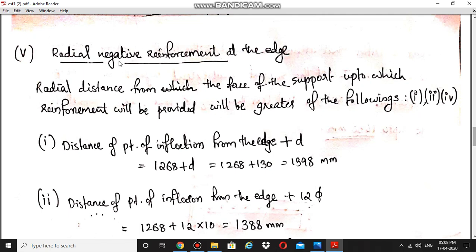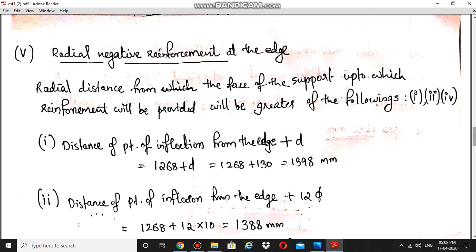Since the radial moment at the edge is negative, MRE is a negative value. So we have to provide radial negative reinforcement at the edge. The radial distance from the face of the support up to which reinforcement will be provided is the greater value of the following conditions: 1, 2 and 4.